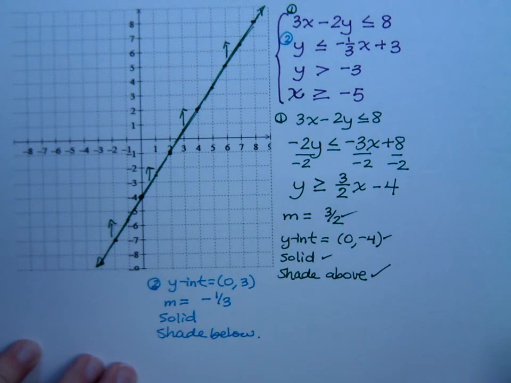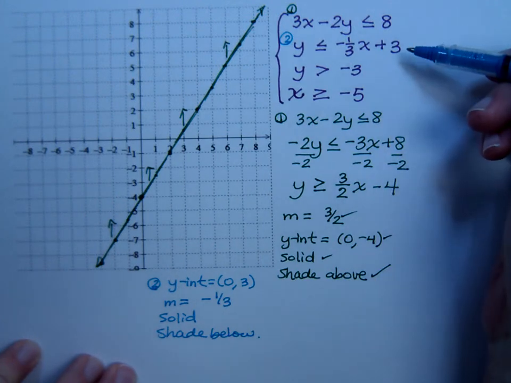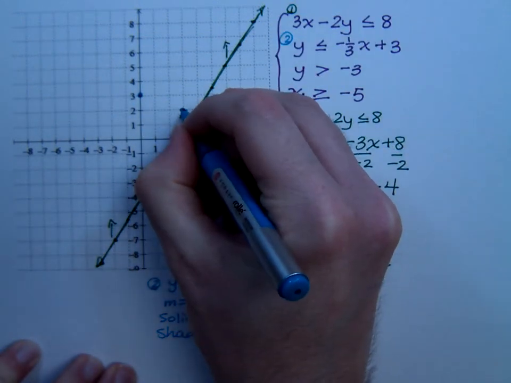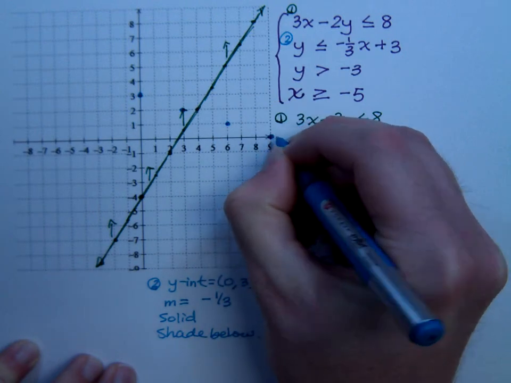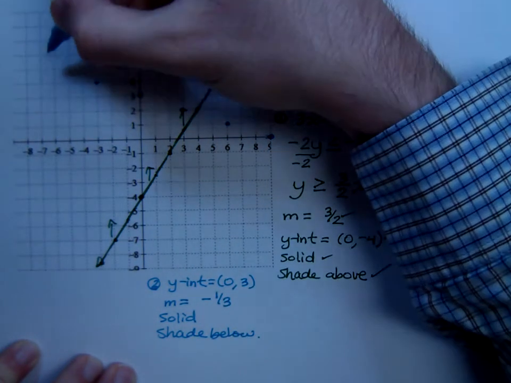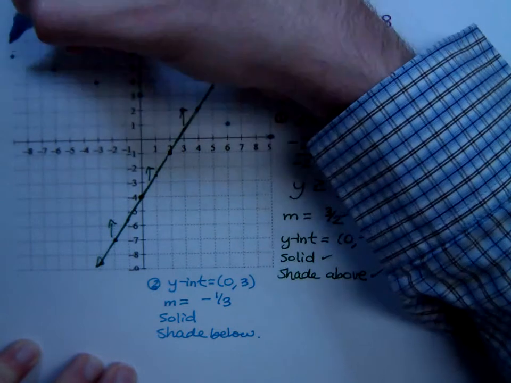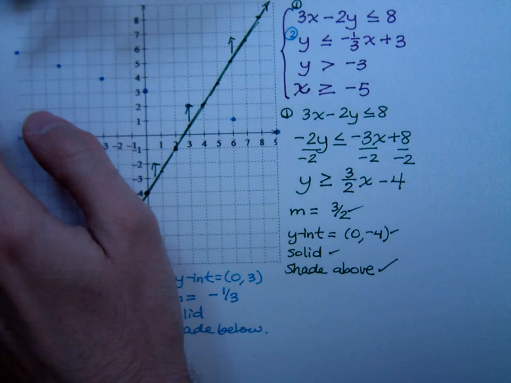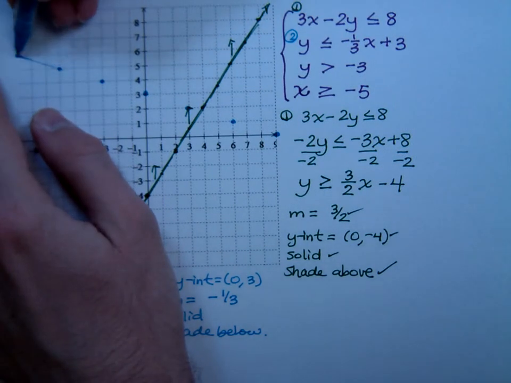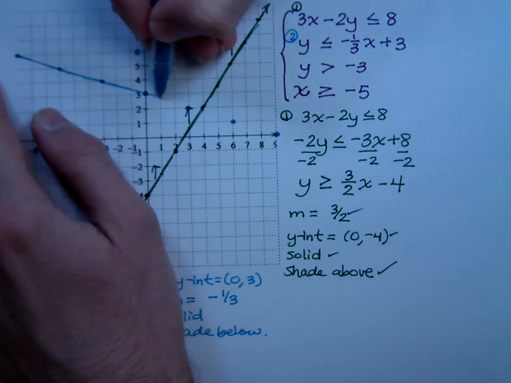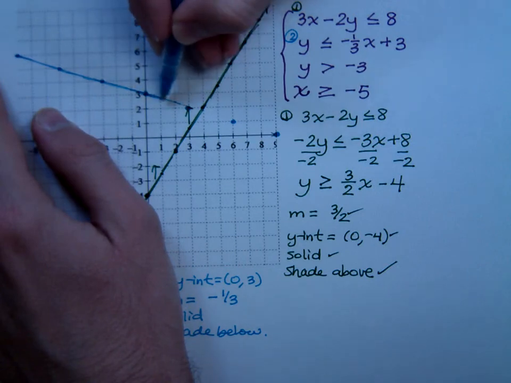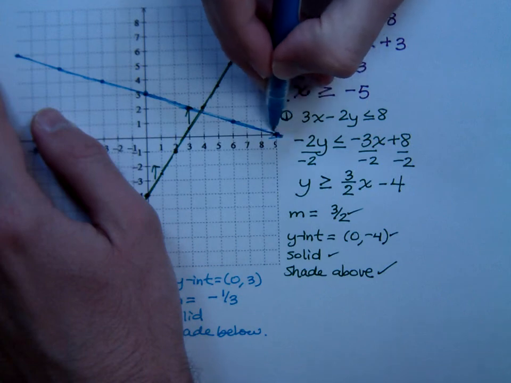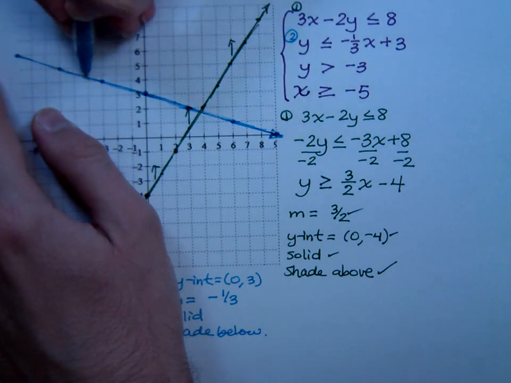It was great that he was already solved for y. So 0, 3 is up here. Negative 1/3, so down 1 over 3. Reverse that to get the rest of my nice points. And then we draw a nice line through all this. Now what I didn't do here that I could have done is I could have put some absolute value or parabolas here. That could have made it super neat.